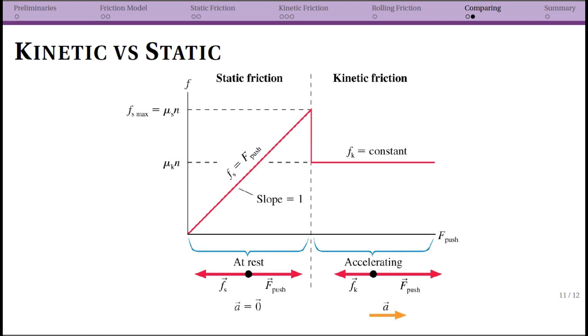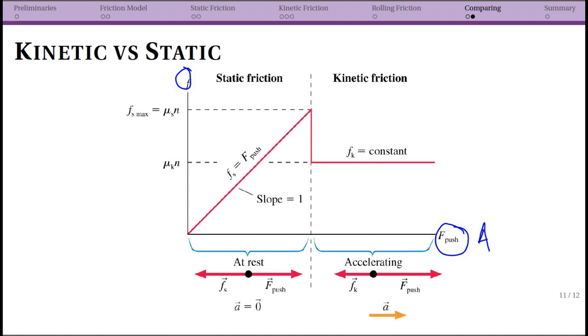So now I want to get to this plot that I really, really like, and that I think if you understand this plot, you understand friction. So we have two regions in this plot, static friction and kinetic friction. And it's really important to recognize what's on your y-axis or vertical axis and what's on your horizontal axis.